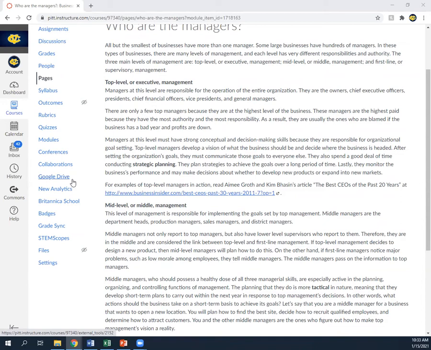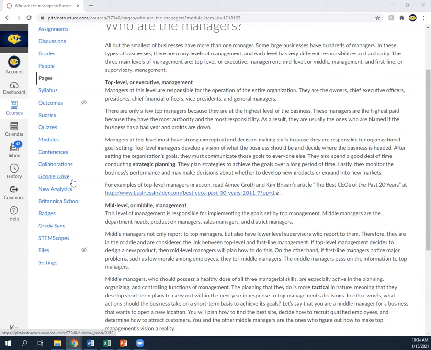Top level or executive management. Managers at this level are responsible for the operations of the entire organization. They are the owners, chief executive officers, presidents, chief financial officers, vice presidents, and general managers. So they are your big picture people. They are the ones who are in control of everything. There are only a few top managers because they are at the highest level of the business. You've heard, if it's a football reference, you can't have two quarterbacks? Some teams try, but it usually doesn't go very well. You can't have two people at the very top of a business. But we'll talk more about that in a minute.